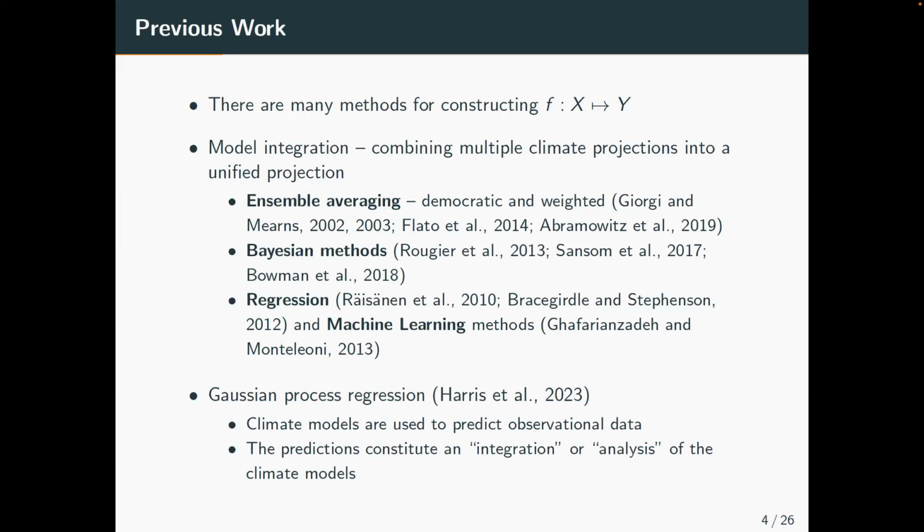So this is actually what we did as well. This work is based on a previous paper, which is now published. And there we learned this map with Gaussian process regression. The idea was very simple. We just used the climate models to predict observational data. Then when we applied it in the future, whatever the prediction of that Gaussian process regression was would constitute our integration. That would essentially take all that information in the ensemble and give us one field prediction.